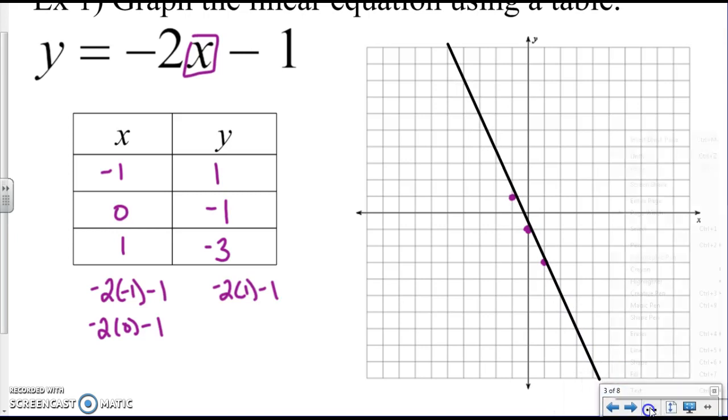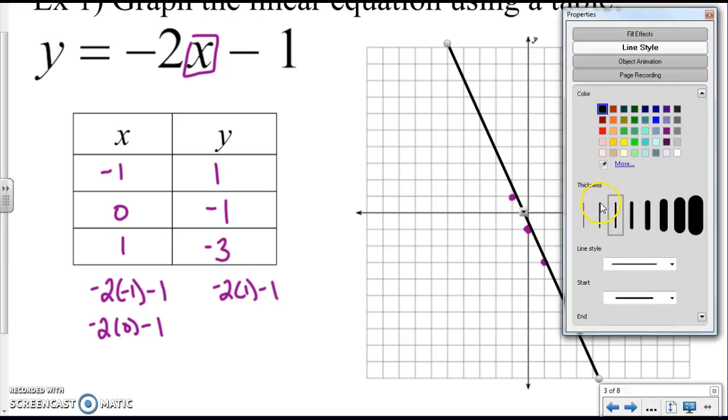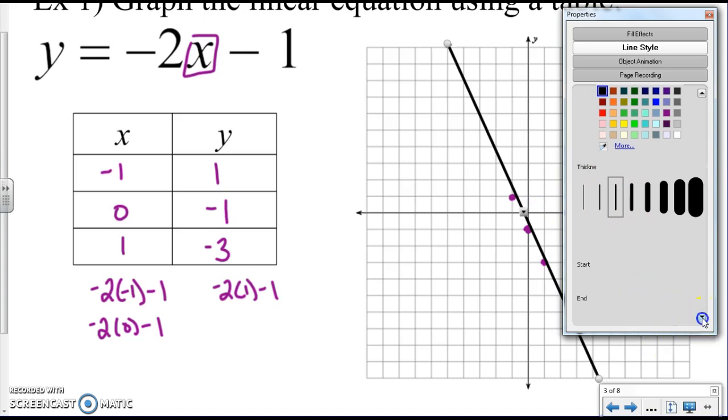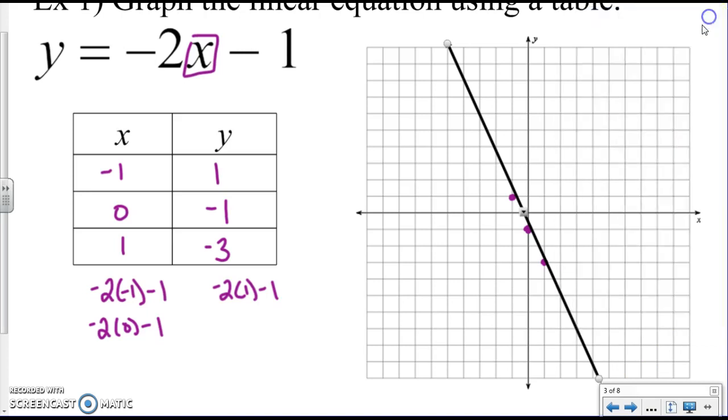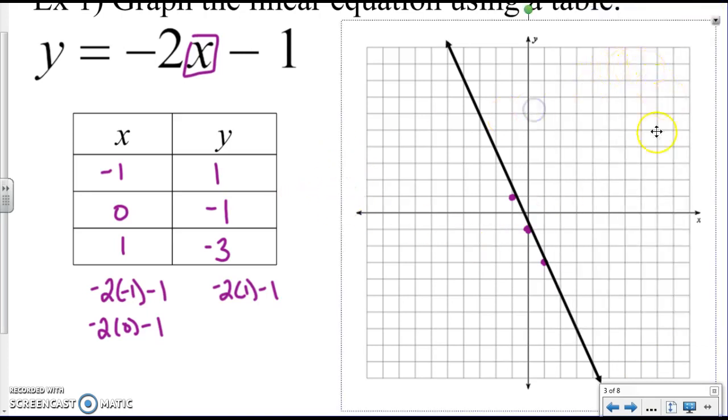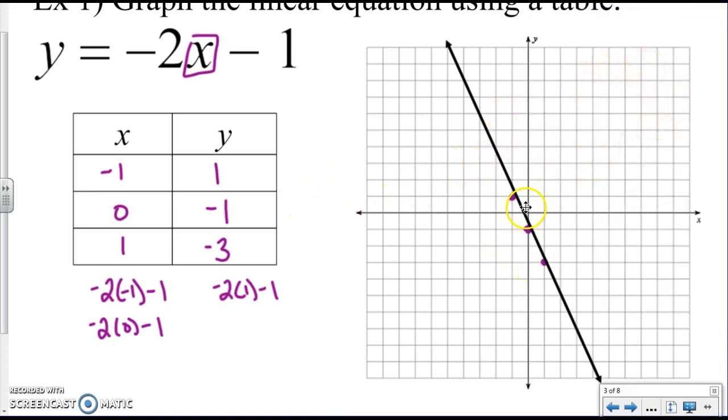A key here, though, is because we have a line, it actually goes on forever. So we need to make sure we put arrows at the end. So let's go ahead and add those. I'm going to put my arrows there. Arrow at one end. Arrow at the other end. Okay, so do not forget to draw your arrows in. Okay, and once I've done that, I have my graph of my linear equation.